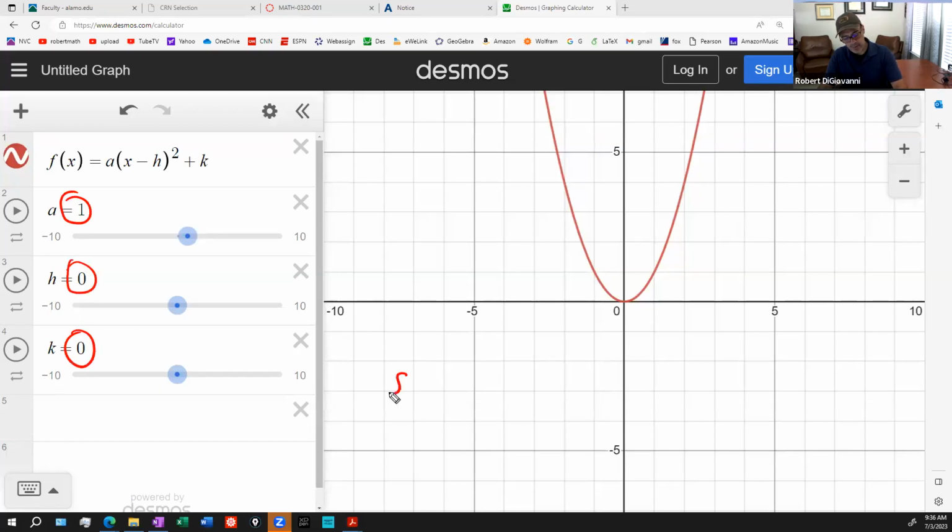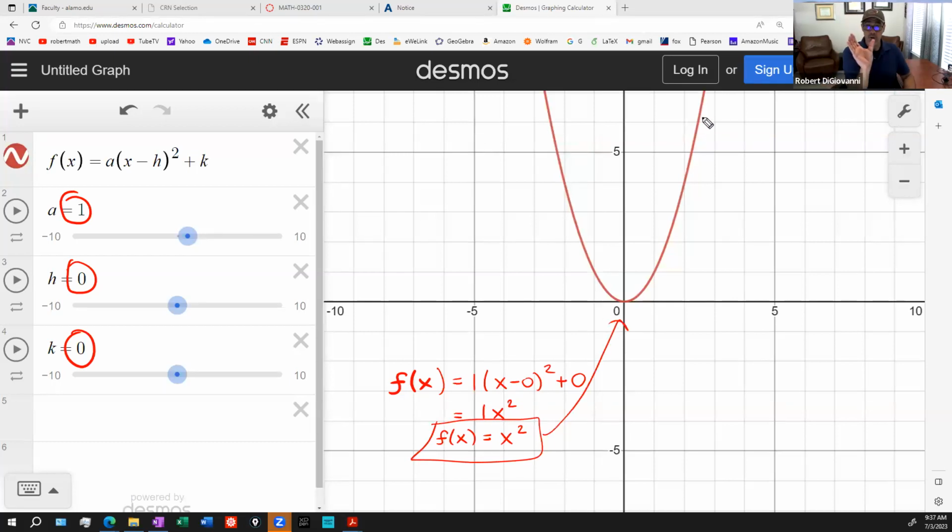So if I write that function, that's f of x equals, a is 1, h is 0, and k is 0. So that's really just 1 times x squared, which is just x squared. So that's what you're looking at right now. f of x equals x squared. That's the graph that you see here.